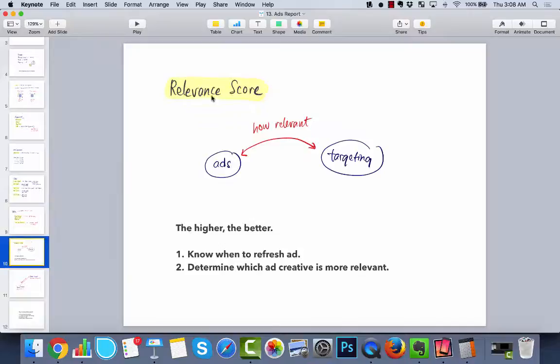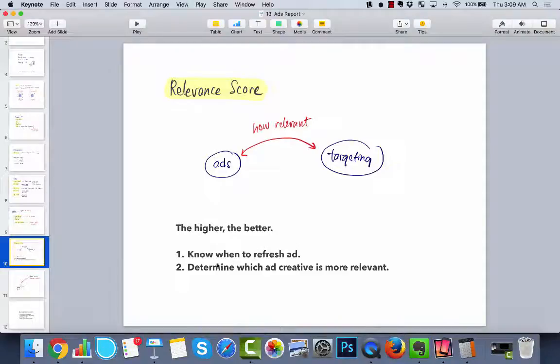The next one is relevance score. The relevance score shows how relevant your ads are to your targeting or to your audience. The relevance score is from 1 to 10. The higher it is, the better your ad. So this number will give you an idea of when to refresh your ad. If your ad is running for a long time, the relevance score will gradually go down. So you know that it's time to refresh your ad by changing the ad copy or the ad image.